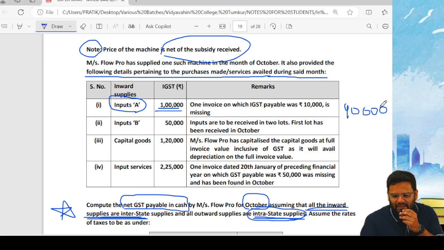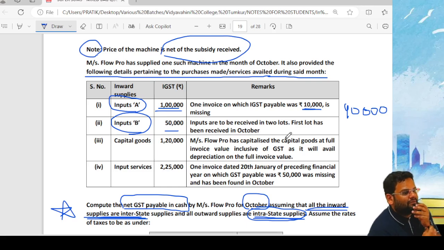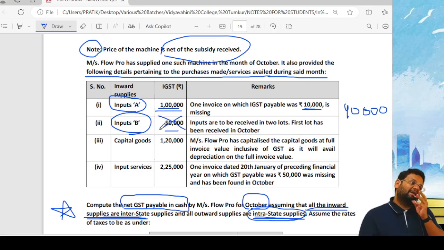The figure of 1 lakh is of GST and the figure of 10,000 is also of GST. Next, input B is 50,000, but the input is to be received in 2 lots. When can ITC be claimed? On the last lot. But only the first lot is received in October, so no ITC. Please don't take ITC right now. Next time when you get that balance lot, take complete ITC. You cannot take it on a proportionate basis.